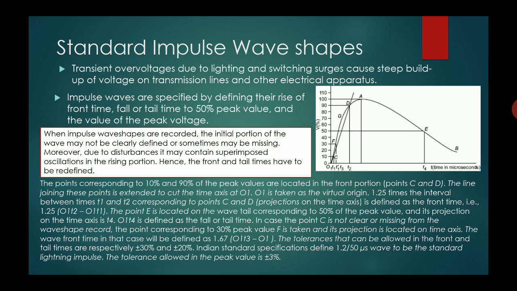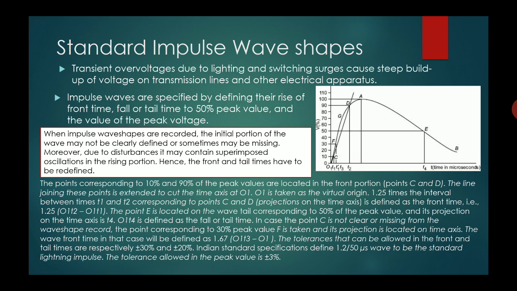So, standard impulse wave shape. On the right hand side you can see the standard impulse wave shape. You can see the wave starts rising and reaches a point. The point is marked as 100, since the wave is in terms of percentage magnitude. So at 100% it reaches the peak and slowly it dies down. So this is a typical wave.